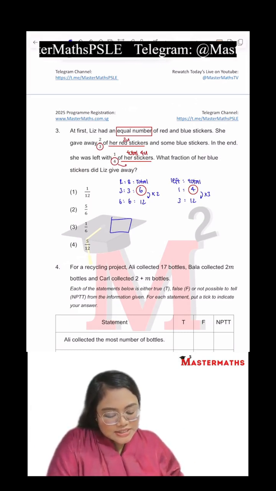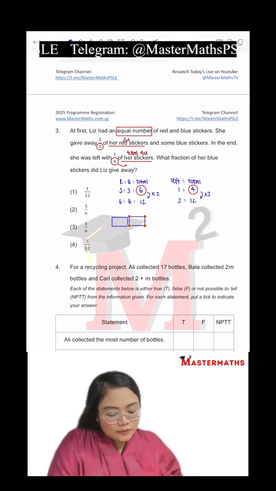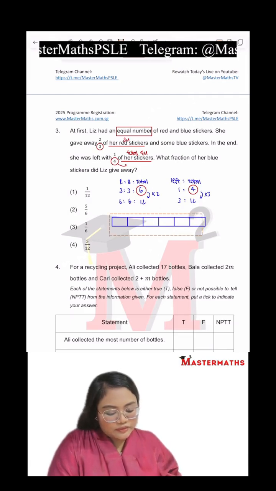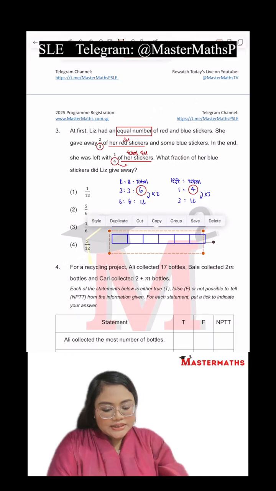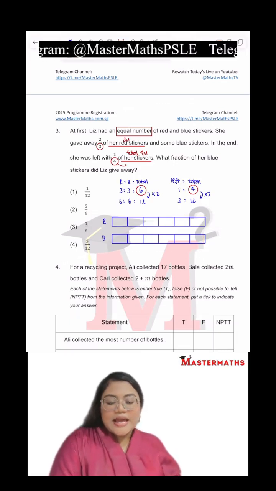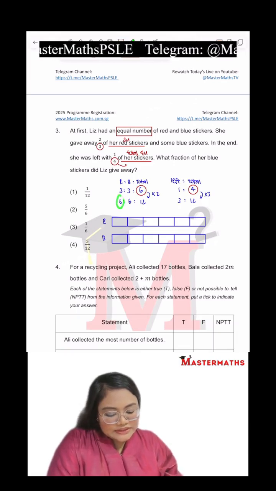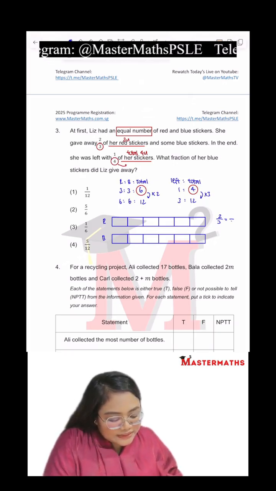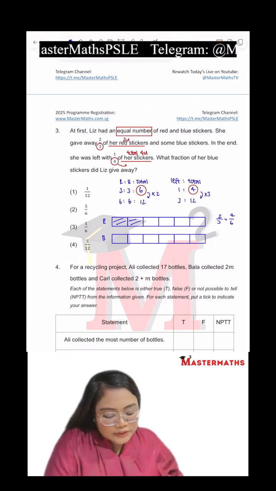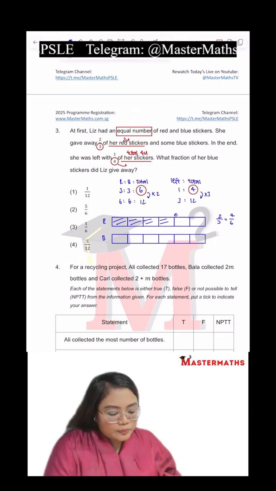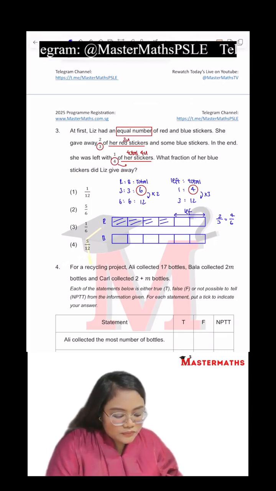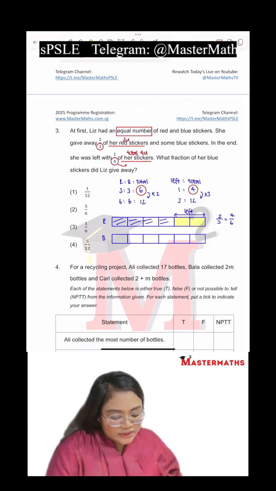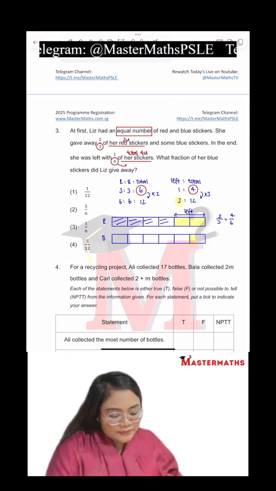Red got 6 units, so I draw out 6 units for red. 1, 2, 3, 4, 5, 6. 6 units for red, 6 units for blue. This is red, this is blue. And then I know now that out of this 6, I gave away 2/3. 2/3 is also the same as, out of 6, that will be 4. So I color or cross out 4 units. Left would be 2. But total left must be in total 3. Here left is 2, total left must be 3. So here must be 1 more.